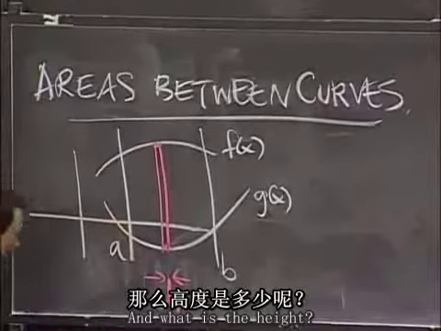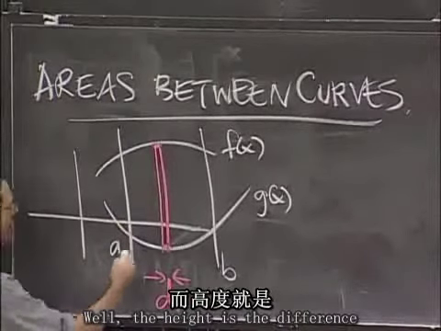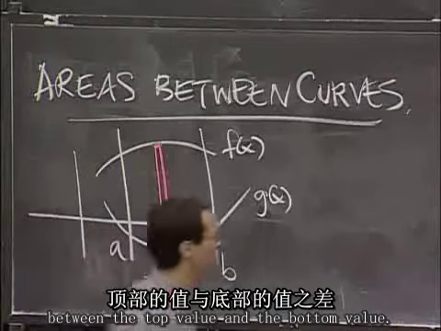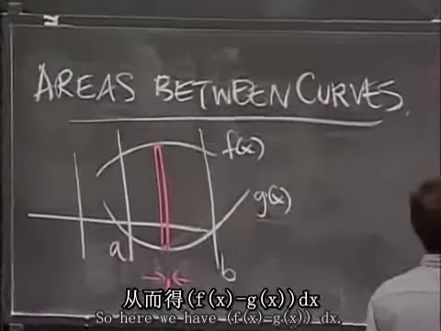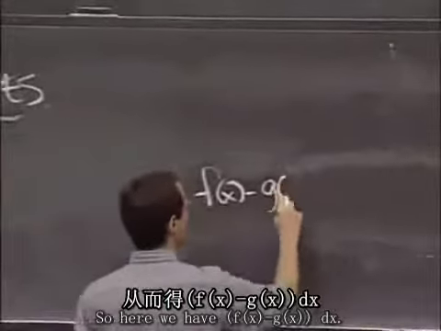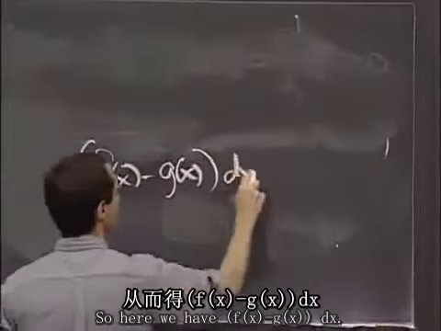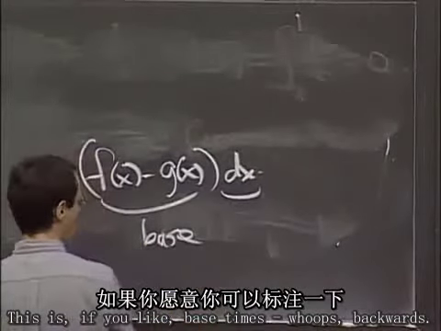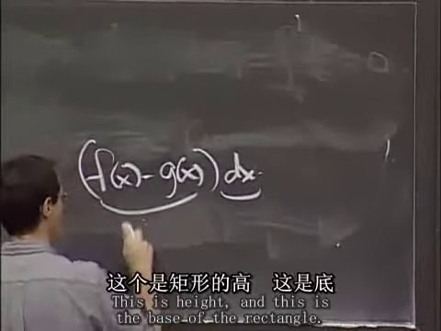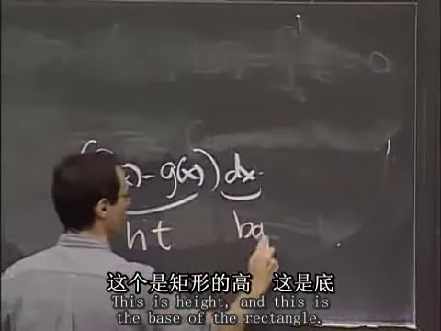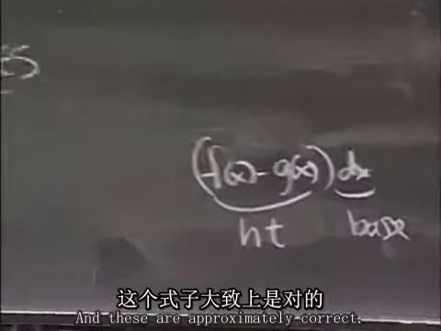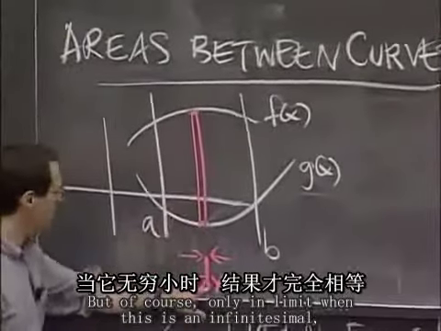And what is the height? Well, the height is the difference between the top value and the bottom value. So here we have f of x minus g of x times dx. This is, if you like, base times, whoops, backwards, this is height, and this is the base of the rectangle. And these are approximately correct, but of course only in the limit when this is an infinitesimal.